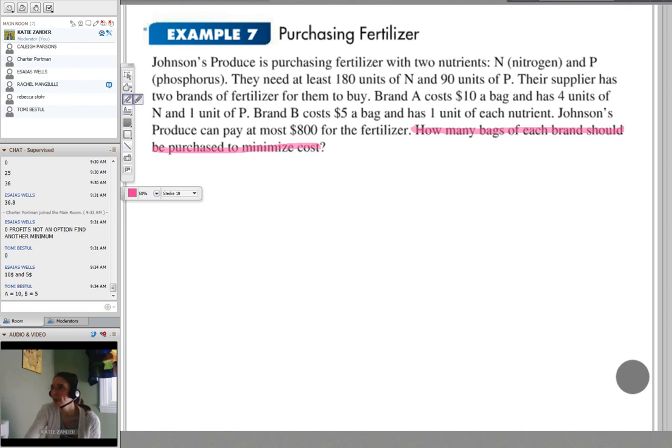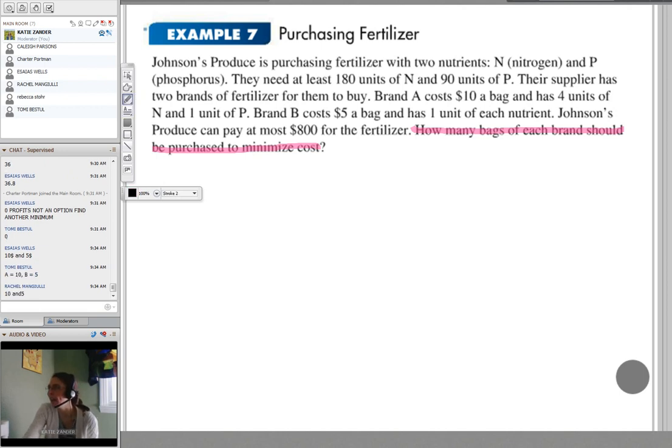$10 and $5 respectively. Okay, so let's call brand A our X variable. So is that okay? Is everybody good with that? So objective function equals cost. We'll have $10 times brand A plus $5 times brand B, which we'll call our Y. So there's the objective function that we're going to plug our vertices into to try and find the minimal cost, right? So which one's going to be the lowest?